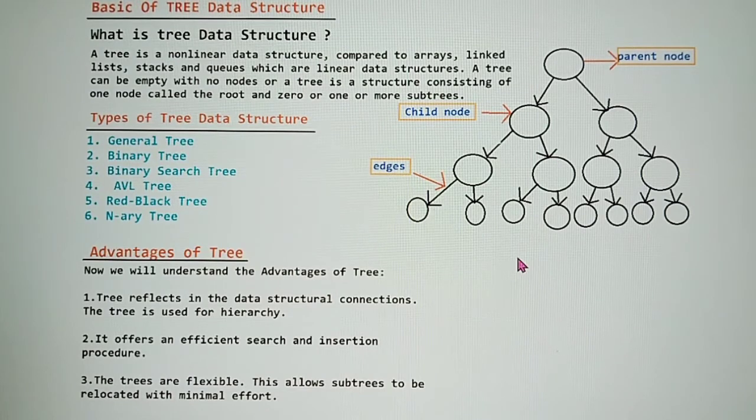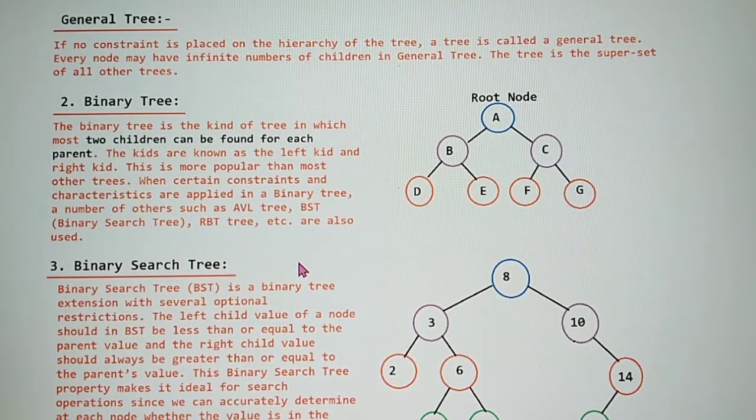As a quick wrap up, this is the main structure of the tree data structure, and trees look like this. In the tree data structure we have six types, and I'll briefly elaborate on all of them. At first I'll go to the general tree. So what is a general tree?